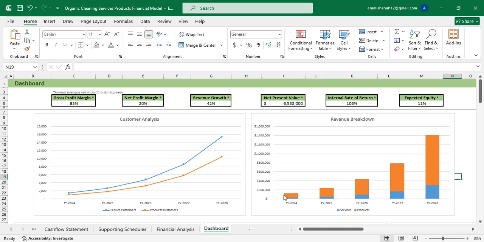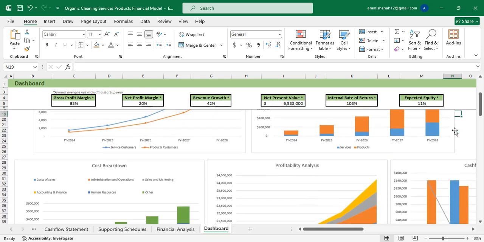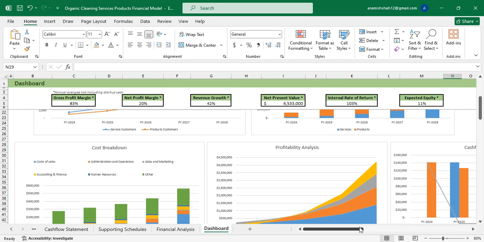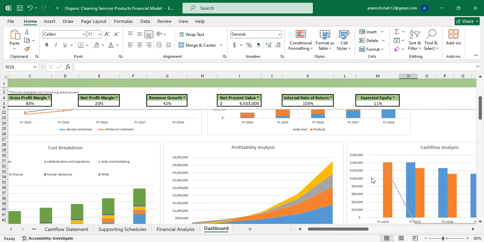For example, gross profit margin, net profit margin, revenue growth, net present value, internal rate of return, and expected equity, along with some graphical representations of customer analysis, revenue breakdown, cost breakdown, profitability analysis, and the cash flow analysis.